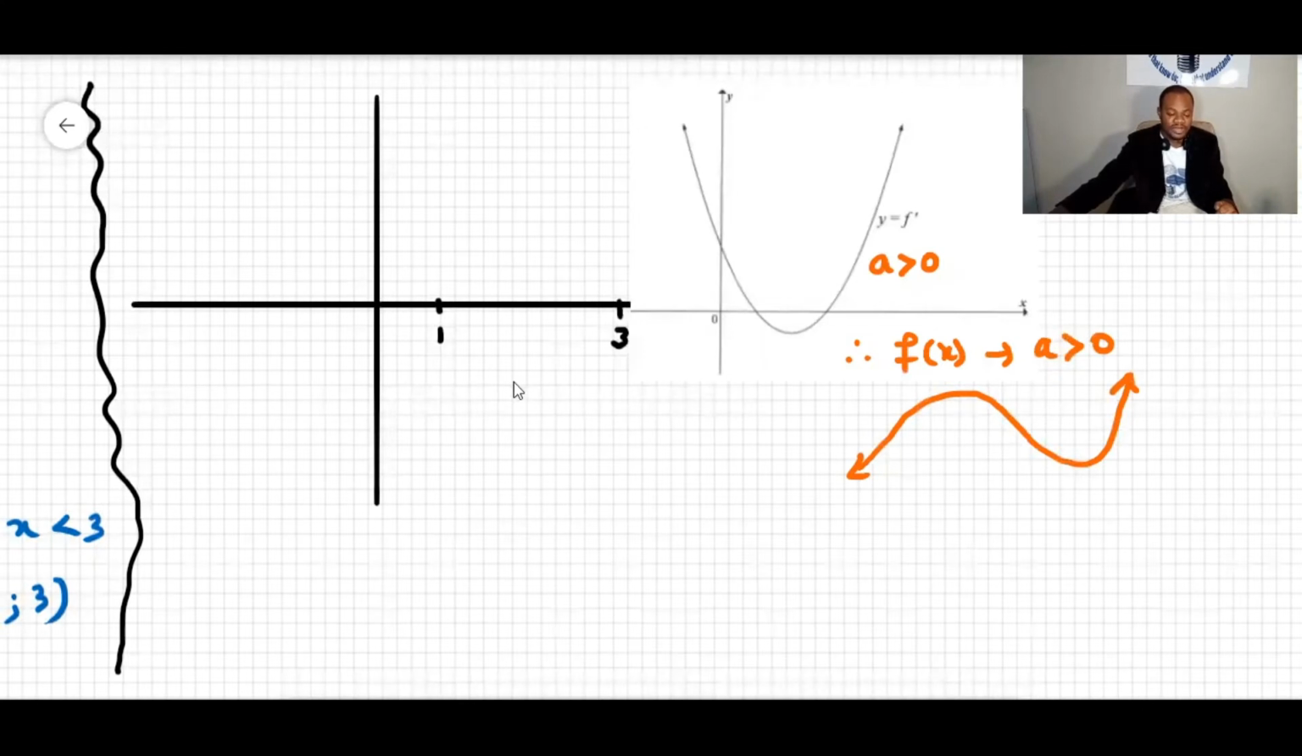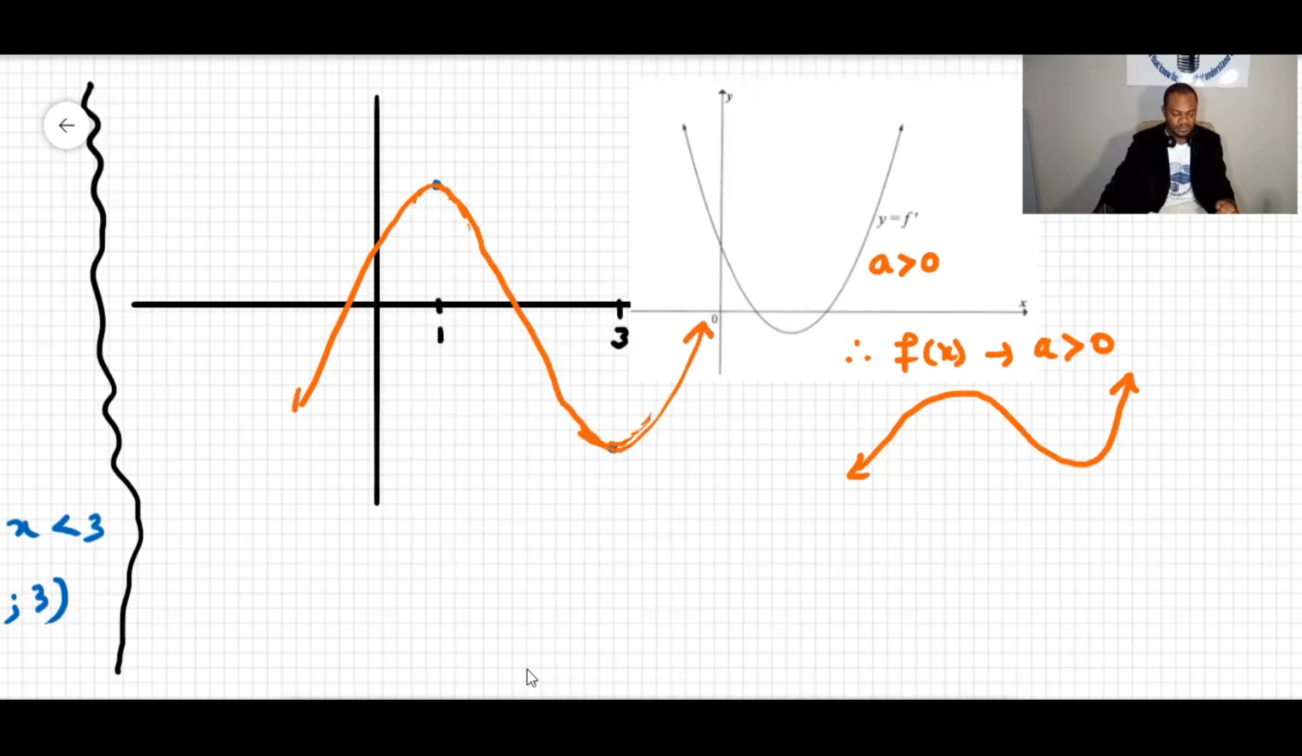Now if I need to draw a graph like this in this Cartesian plane, I understand that the turning point will have its maximum at 1 here, and then it will have its minimum here at 3. So the graph will look something like this. Turning point over here, turning point over here. It will come like this and go up there.